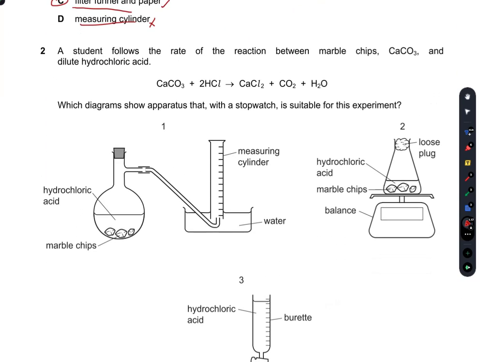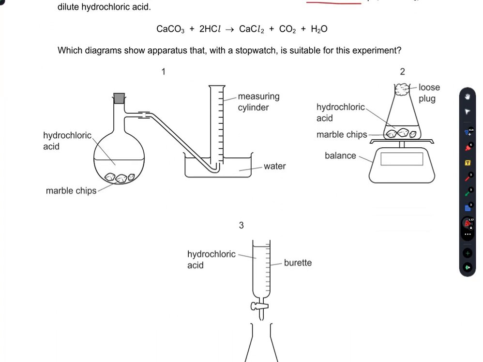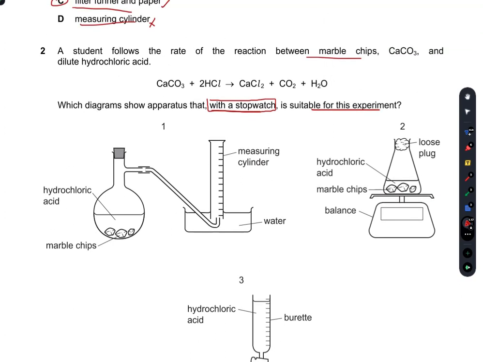A student follows the rate of the reaction between marble chips, which is CaCO3, and dilute HCl. Which diagrams show apparatus that can be used with a stopwatch? So we have to find which apparatus is suitable for measuring the rate of reaction in this experiment. So in this reaction, you can see carbon dioxide is produced. So carbon dioxide escapes as soon as it is produced. So we can measure the rate of reaction by working out the change in mass, or by working out the volume of CO2 produced.